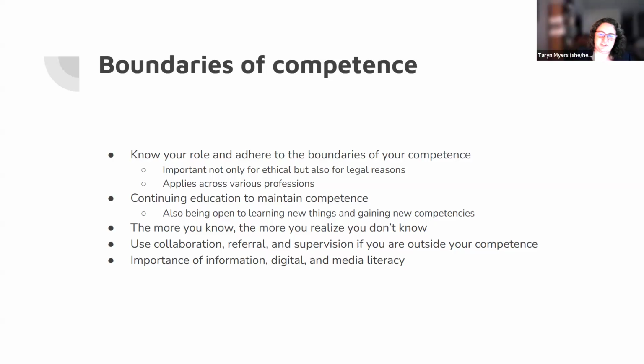And you should use collaboration, referral, and supervision if you are outside of your competence. So, for example, if you're working as an HR professional and someone comes to you and basically starts using you for therapy, you need to be like, hold up, this is not what I'm qualified for, but maybe we have an employee assistance program. Here is their number, go contact them, right? You get free therapy. And then we need to always be thinking about information literacy, digital literacy, media literacy.